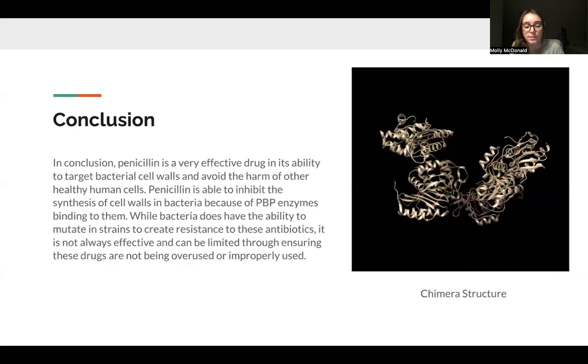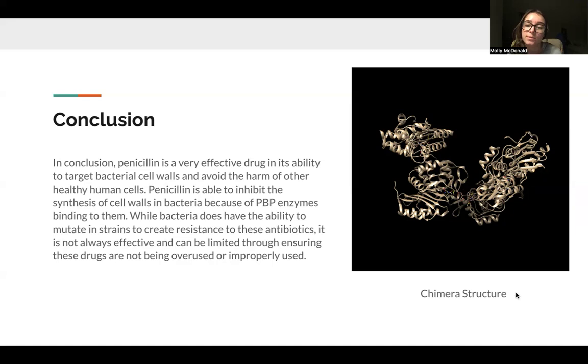So, in conclusion, penicillin is a very effective drug in its ability to target bacterial cell walls. It is able to avoid harming other healthy human cells. Penicillin is able to inhibit the synthesis of cell walls in bacteria because of PBP enzymes binding to it. While bacteria do have the ability to mutate into strains that are resistant to these antibiotics, this is not always effective and can be limited by ensuring that these drugs are not overused or improperly used.